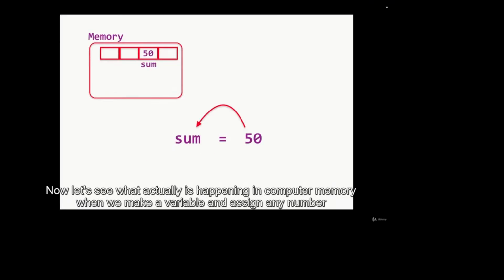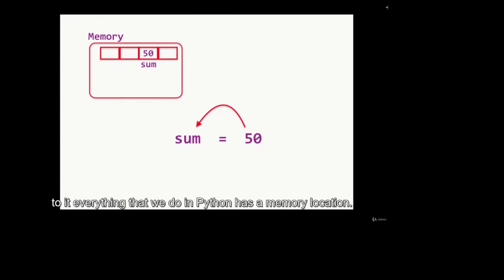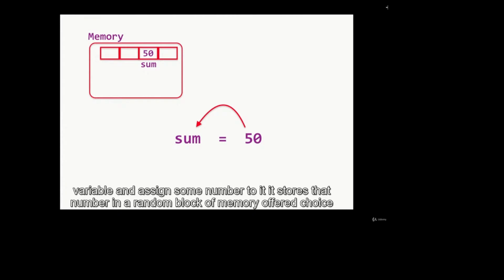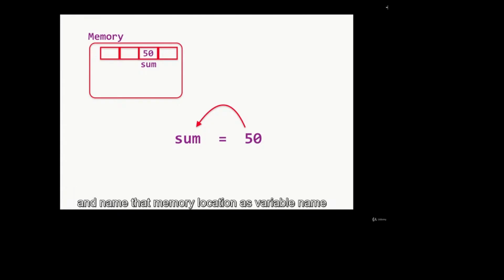Now let's see what actually is happening in computer memory when we make a variable and assign any number to it. Everything that we do in Python has a memory location. You can think of memory location as a series of empty blocks which can store values. So when I make a variable and assign some number to it, it stores that number in a random block of memory of its choice and names that memory location as variable name.